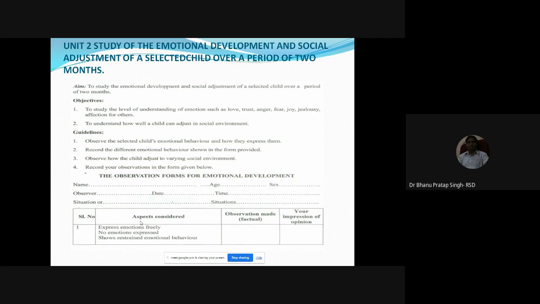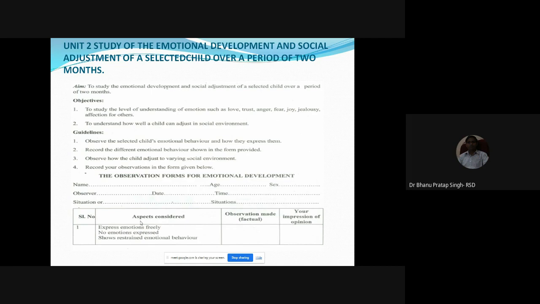Record the different emotional behaviors shown in the form. The form is given below. Observe how the child adjusts in varying social environments. Record your observation in the given format. The format is given and it is more or less similar.